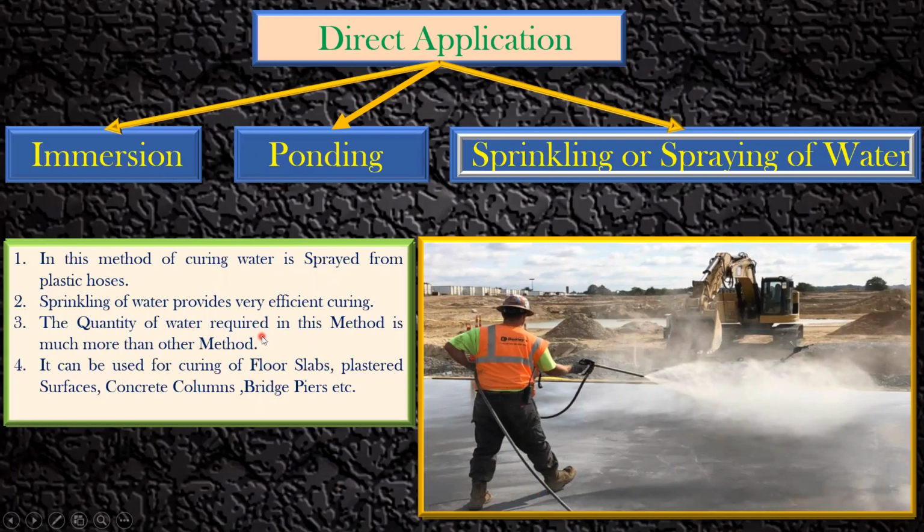The quantity of water required in this method is much more than the other methods, obviously, because every time you're sprinkling the water, you will not have control over the flow of the water. So that is why more water will be used here. It can be used for curing of floor slabs, plastered surfaces, concrete columns and bridges, etc.